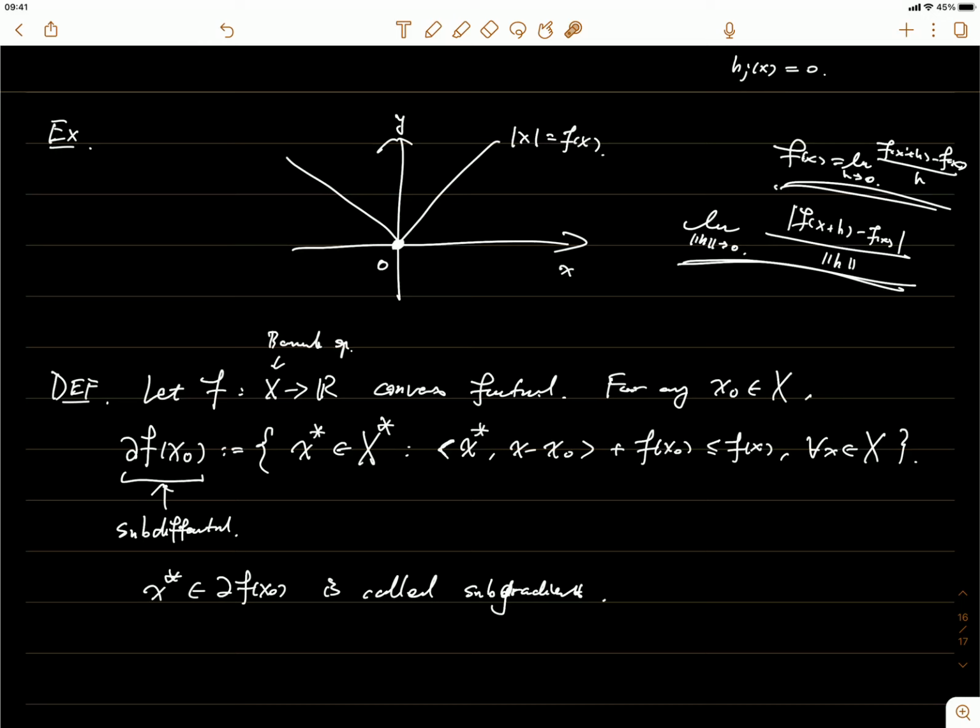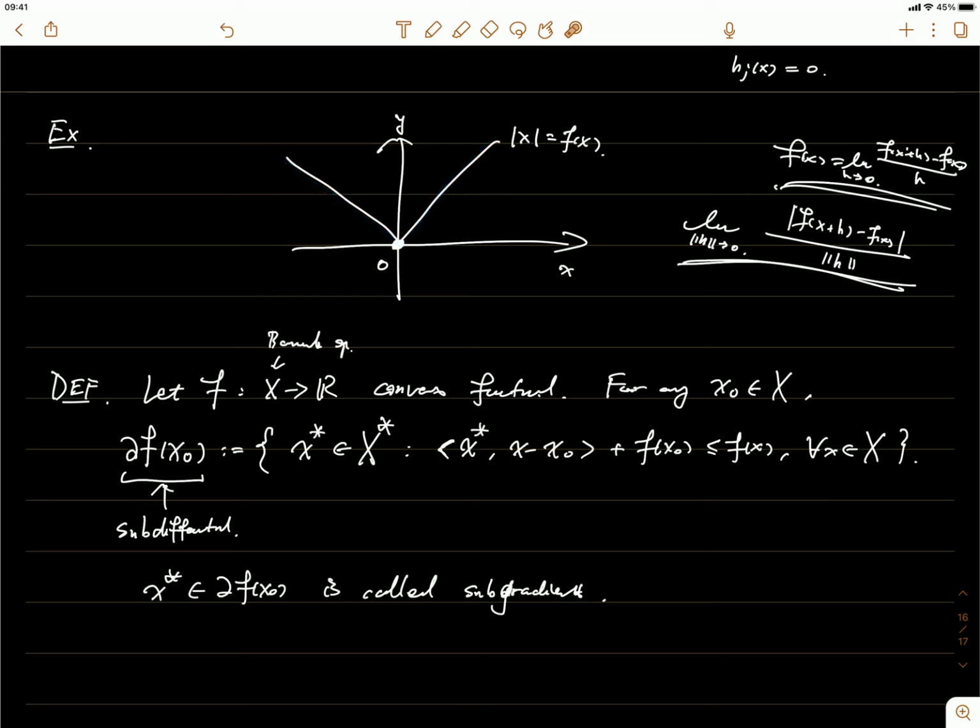For this example, I'm going to show that this x star is nothing but the slope. The left-hand side gives us the straight line passing through the point x naught, f of x naught, with slope x star. And I want to show that this straight line is under the curve, under the function f of x. So this is the f of x, for different values of x.